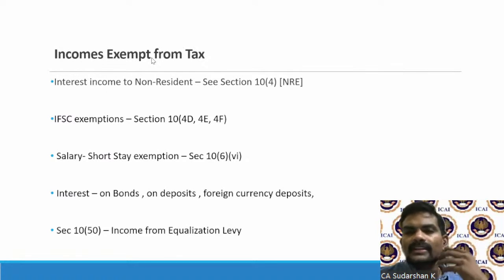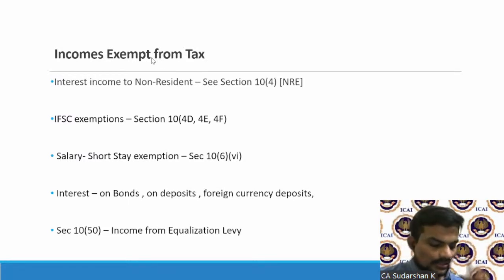You can look at Section 10. Section 10 by itself is very exhaustive. It runs to more than 50 odd sub-sections and sub-clauses. So what I would specifically like to bring to your attention is, first, interest income of a non-resident. I'm sure many of you will be familiar with this.